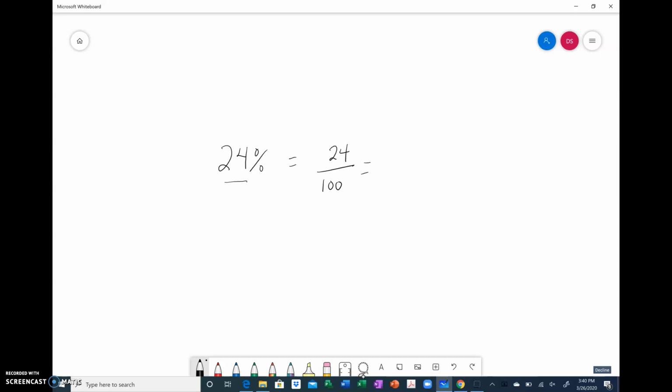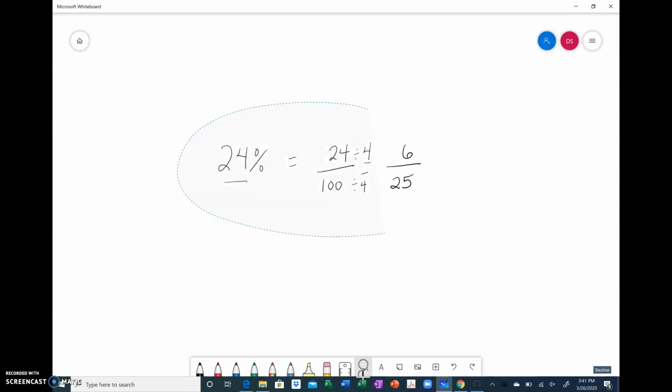When you look in the back of the book for the answers that you're going to do for homework, it will be in simplest form. So what's our greatest common factor? Well, I'm not positive, but I think it's 4. So if we divide the numerator and denominator by 4, we will get 6 over 25, and that is the answer.